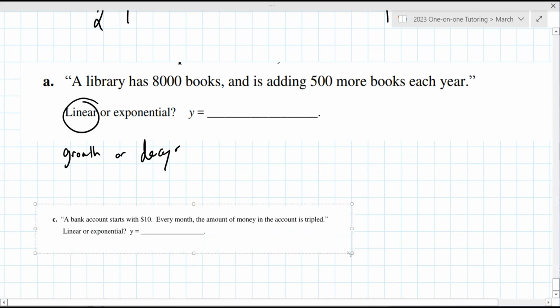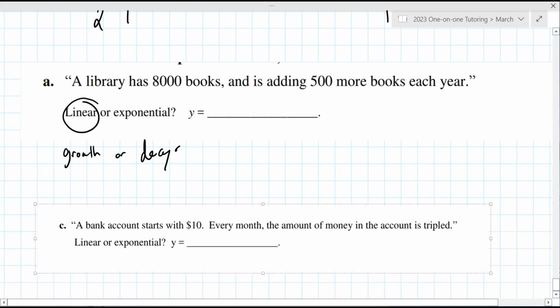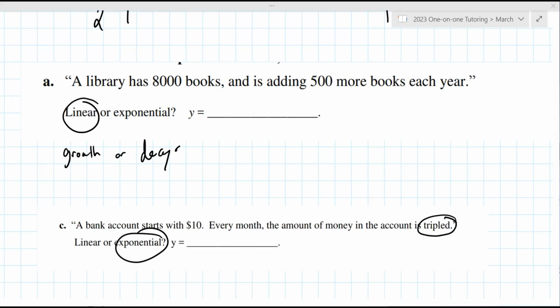Is this linear or exponential? Exponential. So there's a key word here, tripled. Unless it says it's going up by the same amount each year or each time period, then it's some sort of exponential, because tripling means a multiplier. You're multiplying by 3, you're multiplying by 4, and so on here.